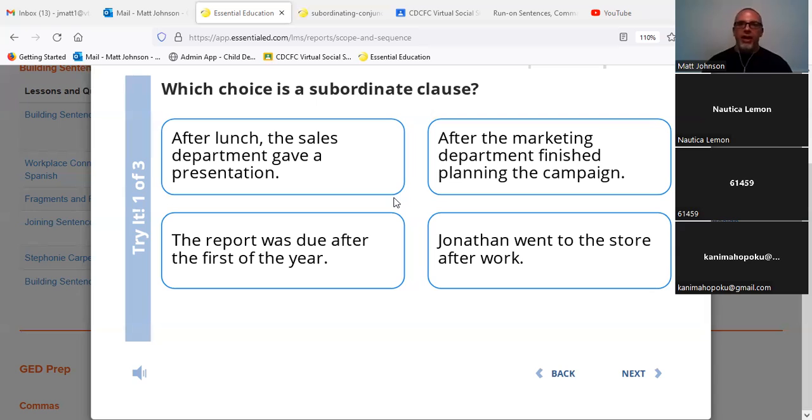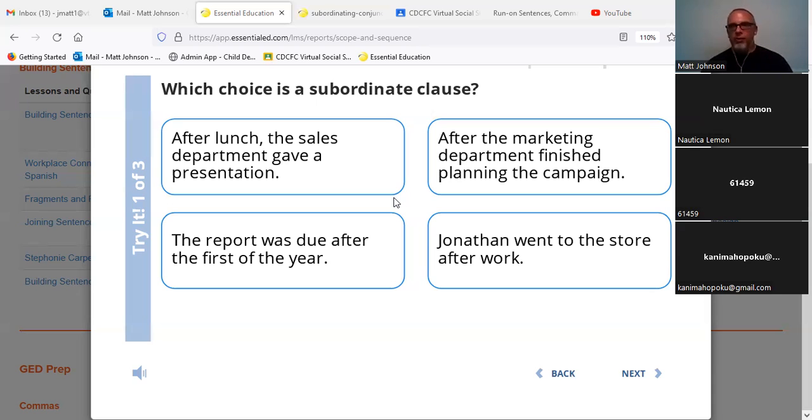And then, of course, there are two other examples at the bottom, just your run-of-the-mill complete sentences. Jonathan, that's your subject, went, that's your verb, to the store after work. So that completes the sentence. That's the whole predicate there, telling you where he went, what he did, or at what time. The report was due after the first of the year. So the report, due, that's your verb. When was it due? After the first of the year.